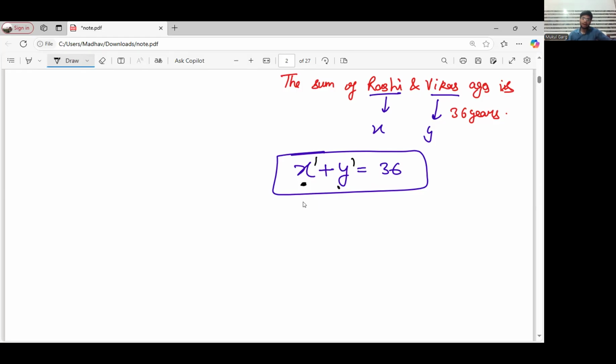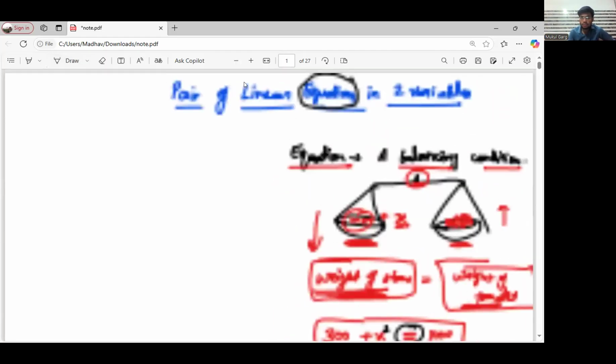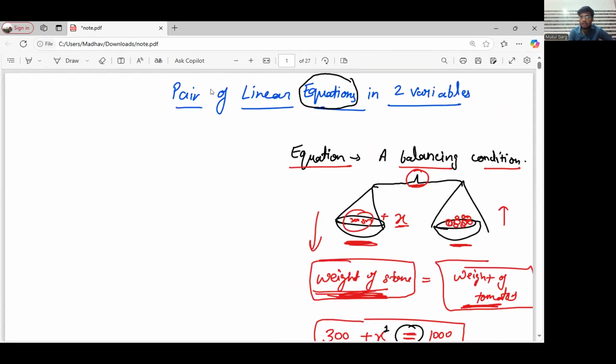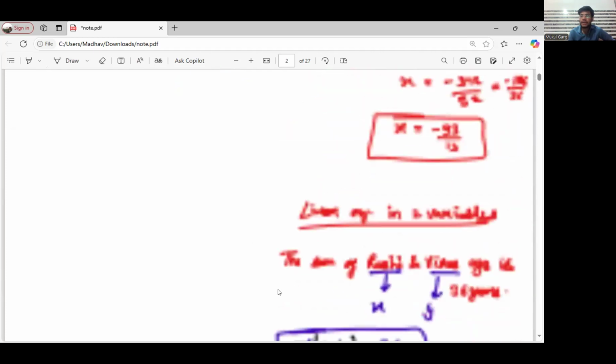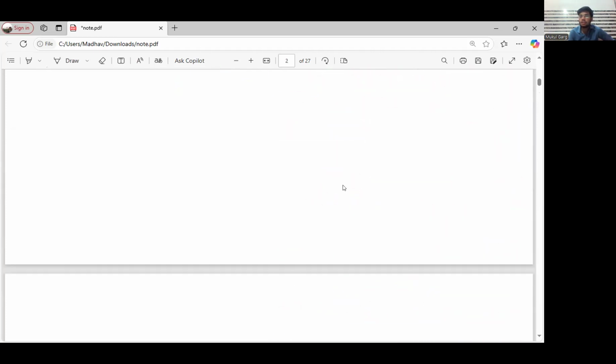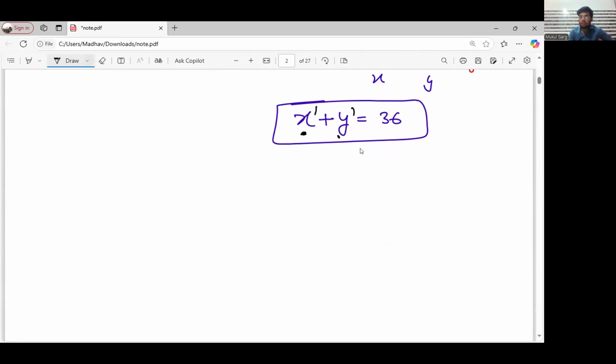All right, now let's understand. A new word is added here. I just told you linear equation in two variables. A new word is involved here: pair. Pair is something related to two things. A pair of shoes, a pair of pens, a pair of socks, right? So wherever pair comes, it means two things, a couple.